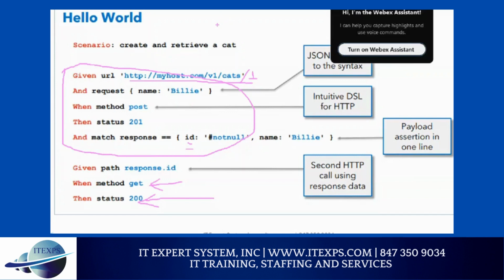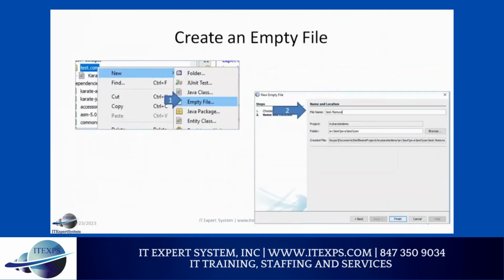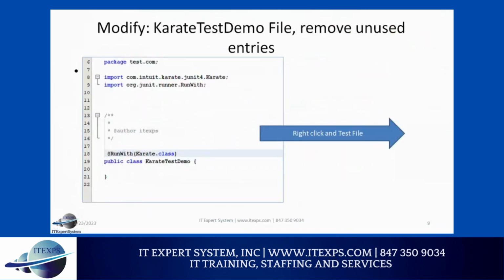In fact, what it is doing is it's saying, first, I'm going to create a cat with this name. If it is created successfully, then my ID should not be null. Right? I should get a response saying, hey, your cat is created, here is the ID. So what he is saying in the second scenario is that I'm going to use that ID and retrieve information about that cat. Okay, so you can combine your scenarios like this. We'll talk about that in a bit. So I'm going to go up to here.